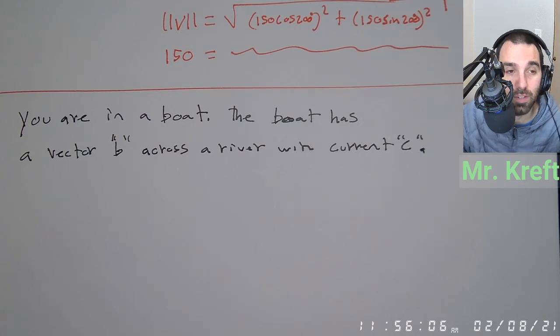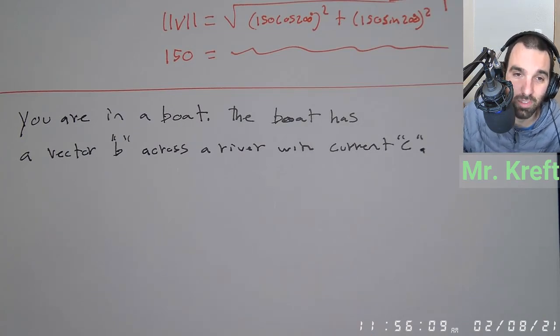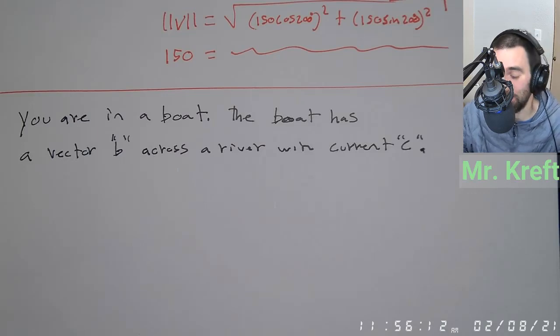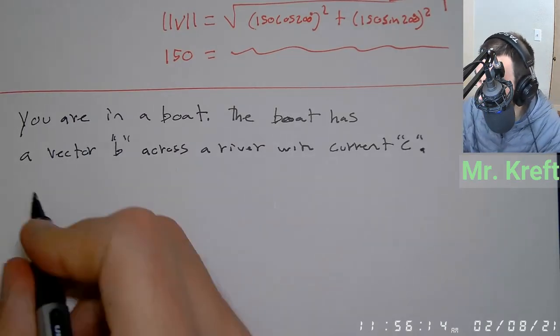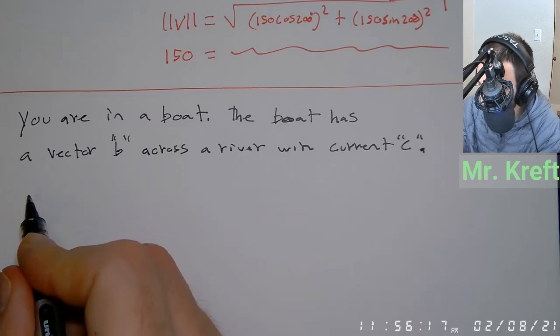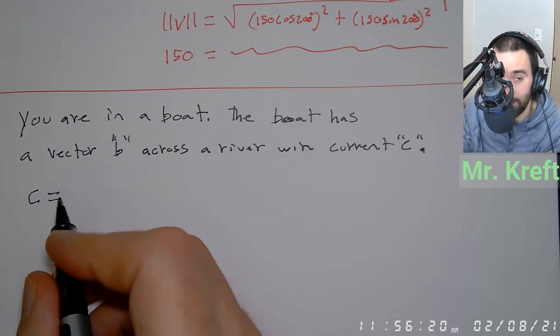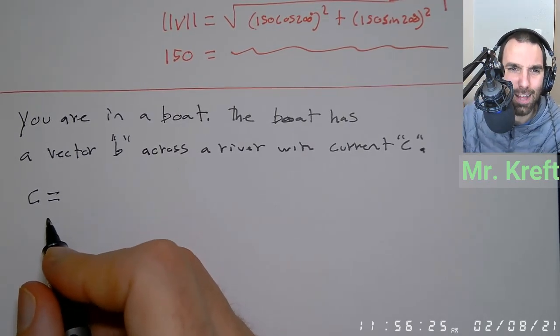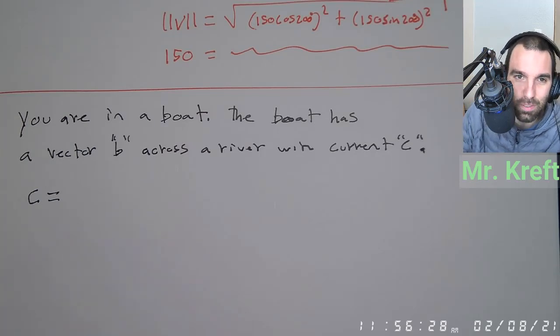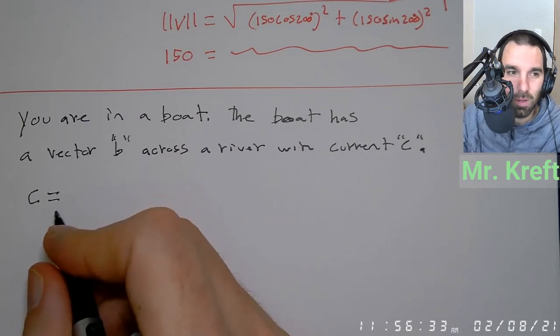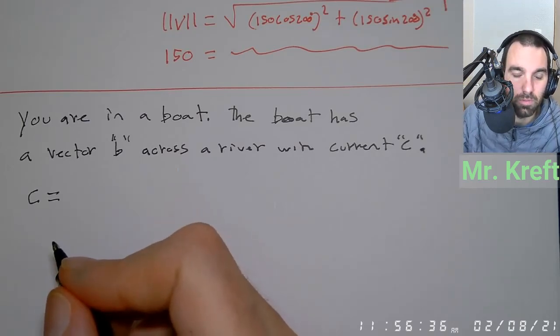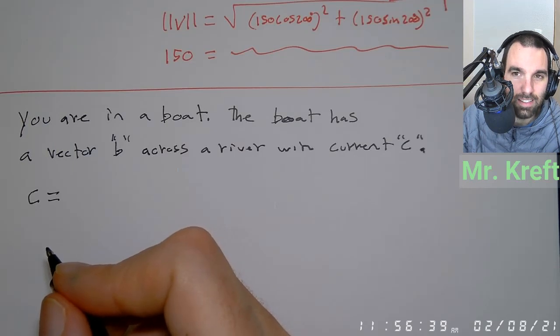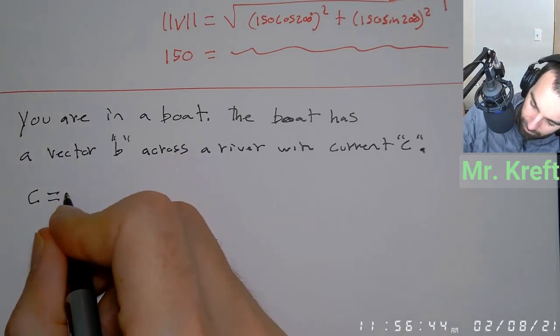Okay, so you're in a boat. The boat has a vector b across a river with a current c. So c is the current of the river and b is going across. Let's do this in miles per hour. Let's say the river's going really fast. I'm not a river expert because I don't live next to one, but you guys in Mount Vernon do. Tell me, what's the miles per hour of a fast moving river? Is it moving like 10 miles per hour?